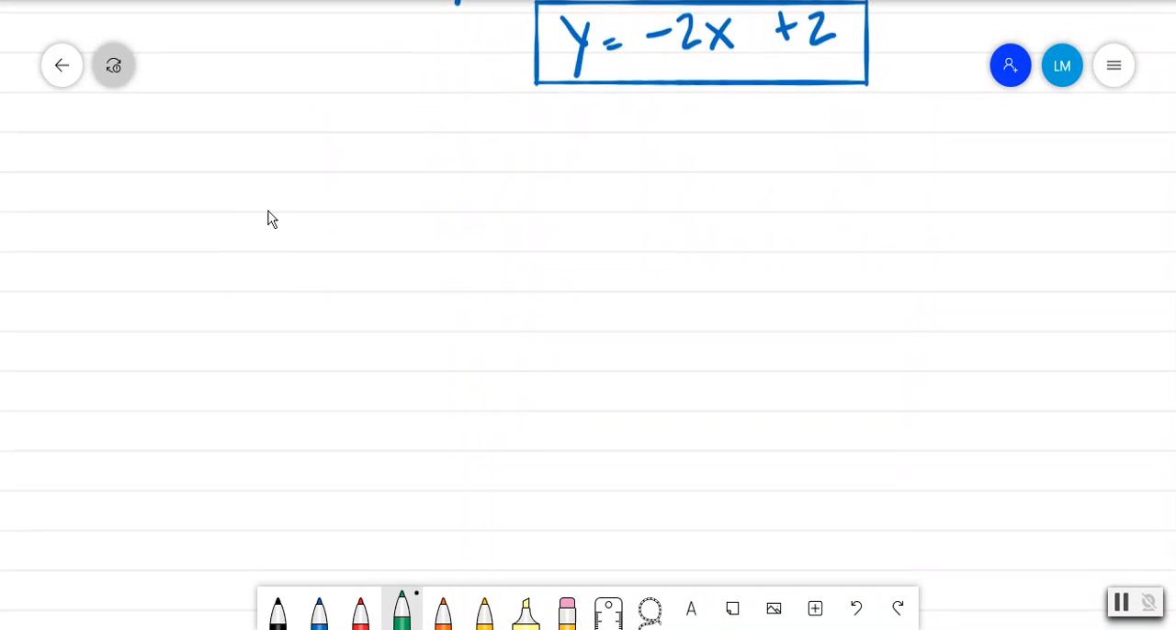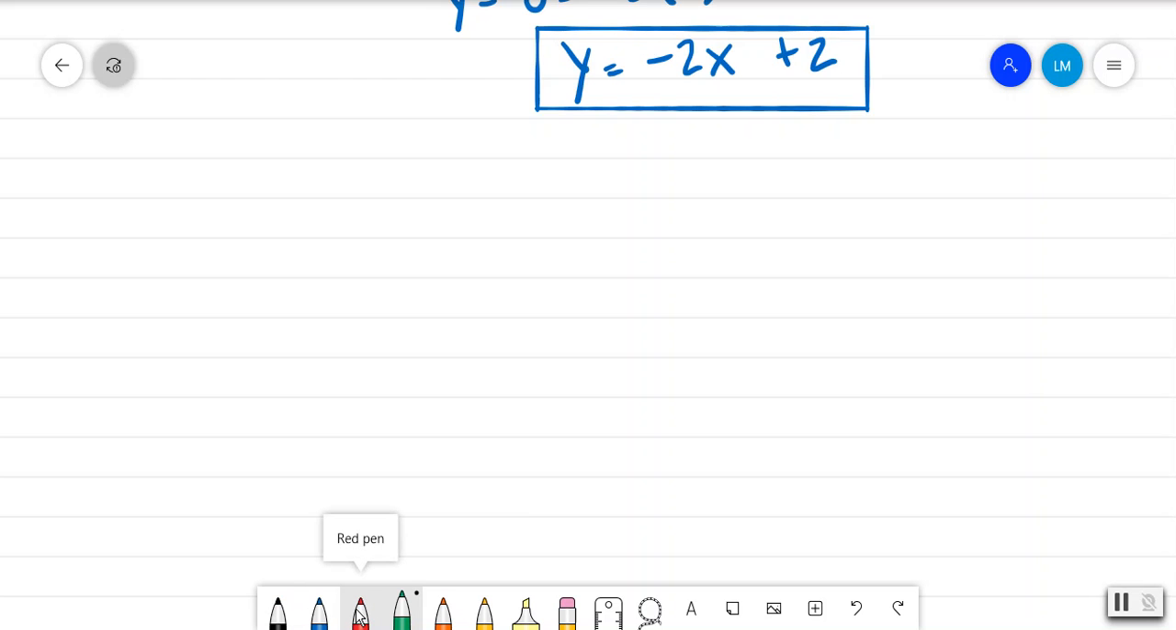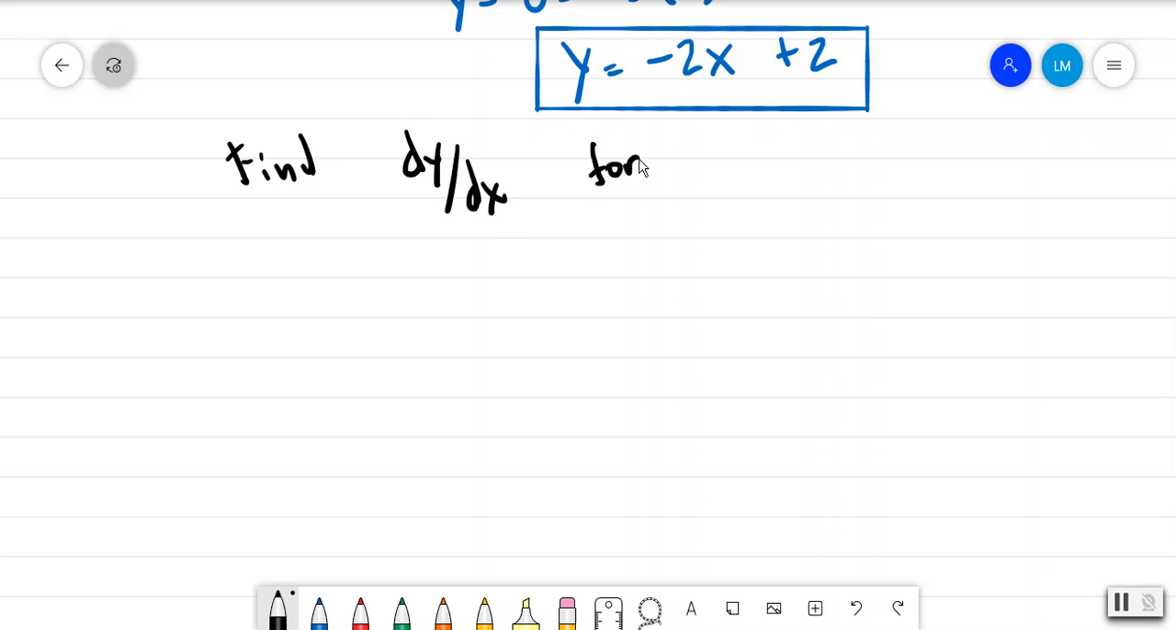We can do one more example. Let's say that you want to find dy/dx for x squared over 9 plus y squared over 25 equals 1. So this is the equation of an ellipse.